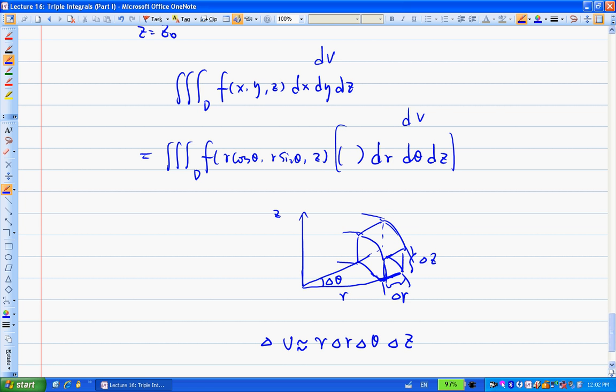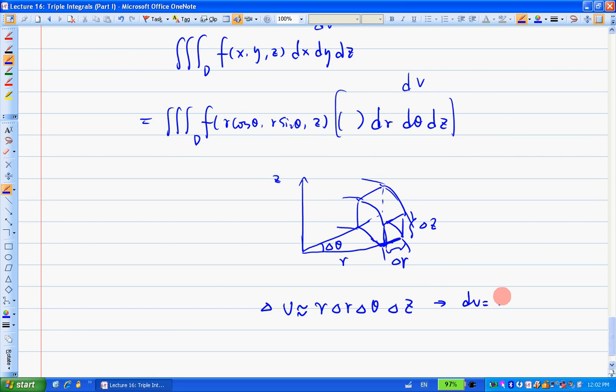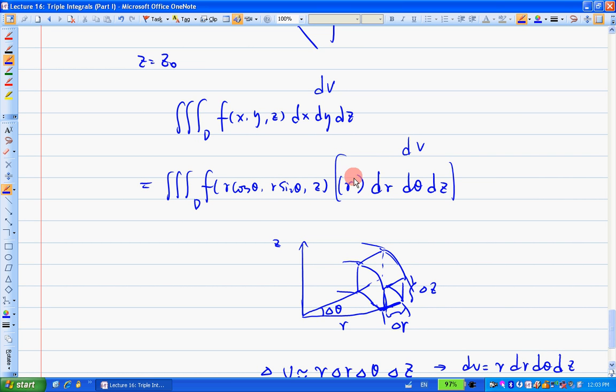When you have very, very small deltas, this turns into dV equal to r dr d theta dz. This is what we're going to replace here. Instead of just dr d theta, you actually have one more r. Is that clear? So this is how you end up with the transformation from Cartesian to polar.